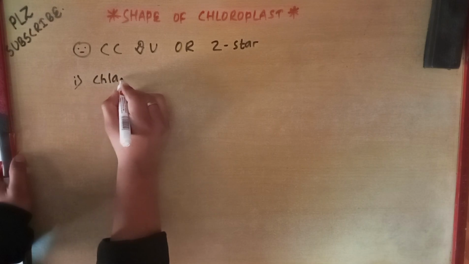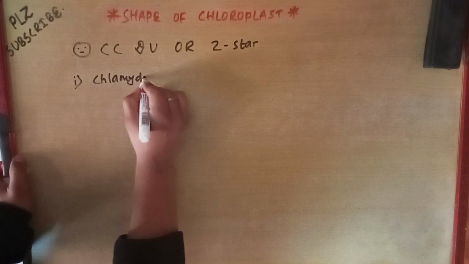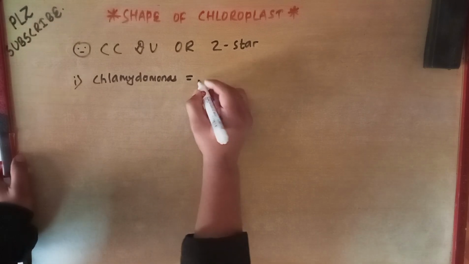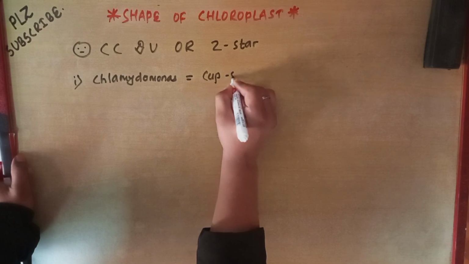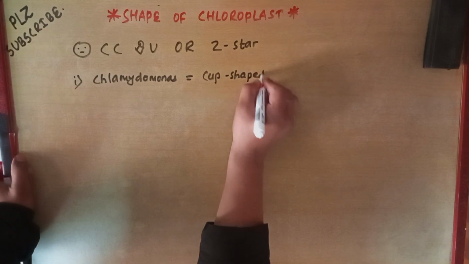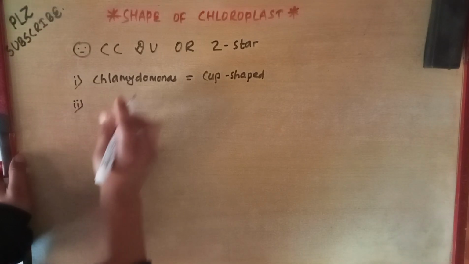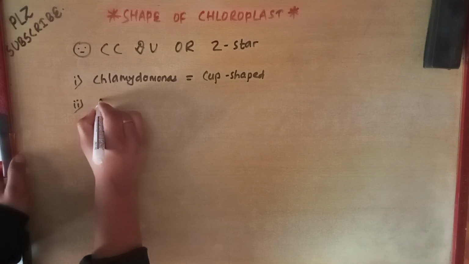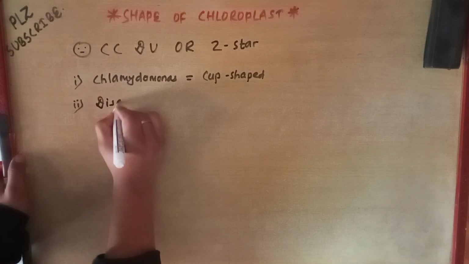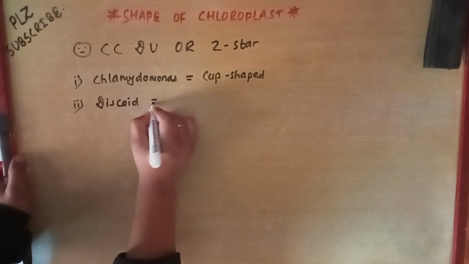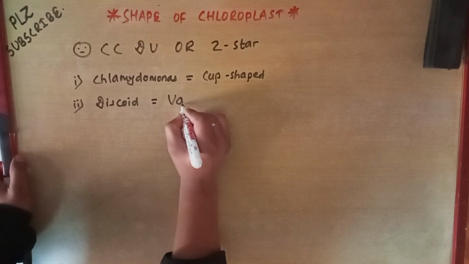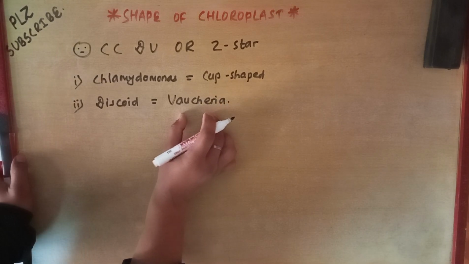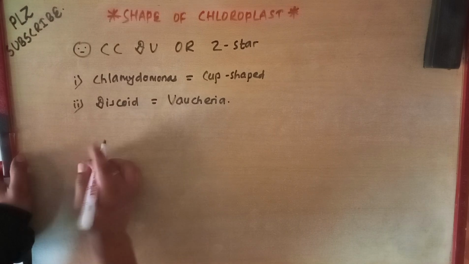Here in first we have chlamydomonas. From C we have chlamydomonas. Chlamydomonas has cup-shaped chloroplast. In second we have D and V. So here discoid shaped Vaucheria, that is Vaucheria has discoid shape of chloroplast.